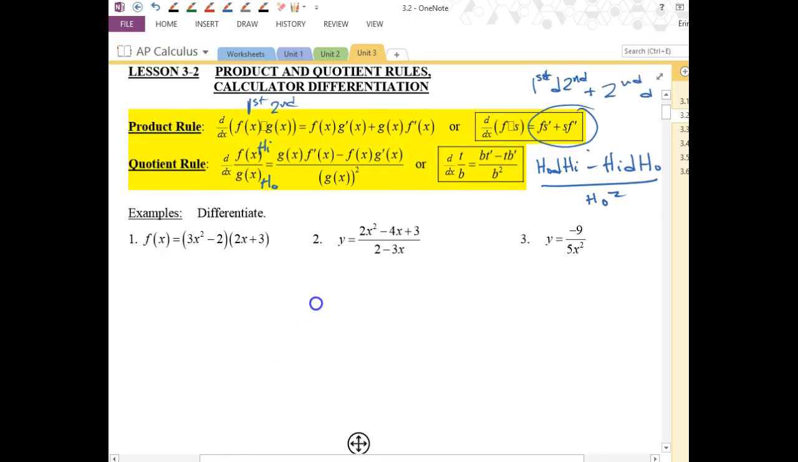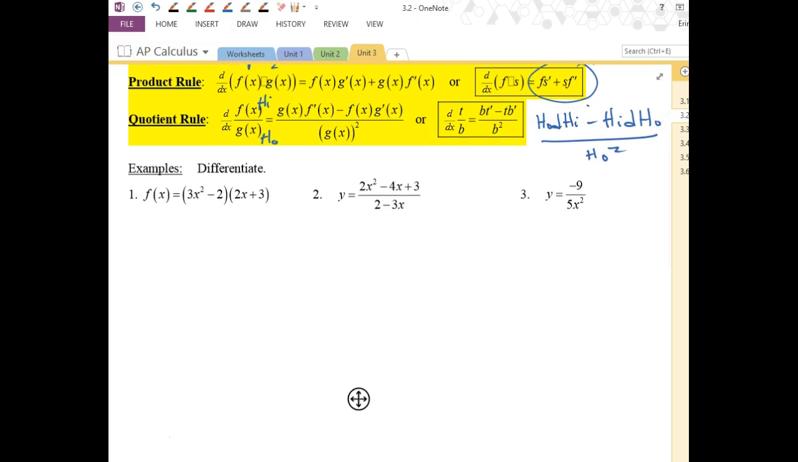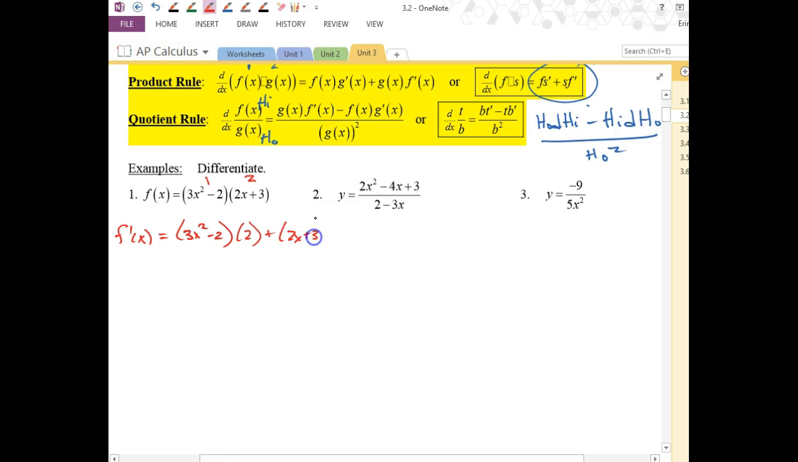All right, so let's do an example. Let's start with number one. So which rule am I going to use for number one? Product rule, right? Okay, so the first quantity, and that's the second one. So by definition, the product rule says the first. So I write the first quantity, 3x squared minus 2, times the derivative of the second. What's the derivative of the second? 2. Plus the second quantity times the derivative of the first. So what's the derivative of the first? 6x.